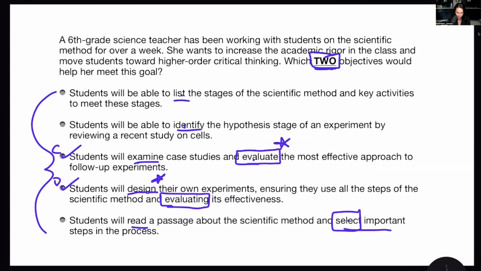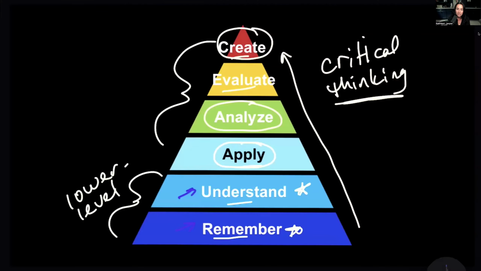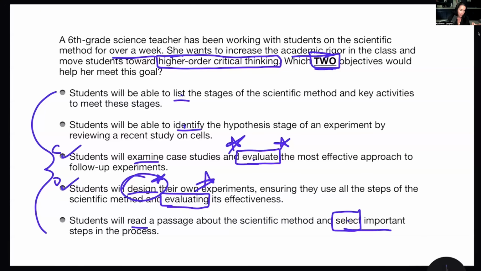A 6th grade science teacher has been working with students on the scientific method for over a week. She wants to increase academic rigor in the class and move students toward higher order critical thinking. That's the key there. Well, I don't even have to reread any of these. I know that C and D would be my 2 right here, because I have evaluate, design. And if I go back to my Bloom's taxonomy, you can see here that evaluate is at the top. Design or create is at the top. That's moving us towards critical thinking. And therefore, C and D, or the 3rd and 4th box, would be my 2 objectives that I need to select for this particular question.